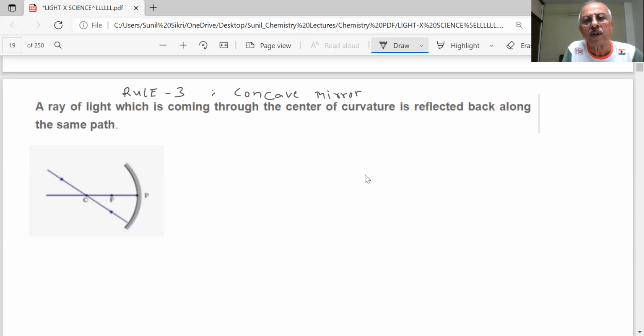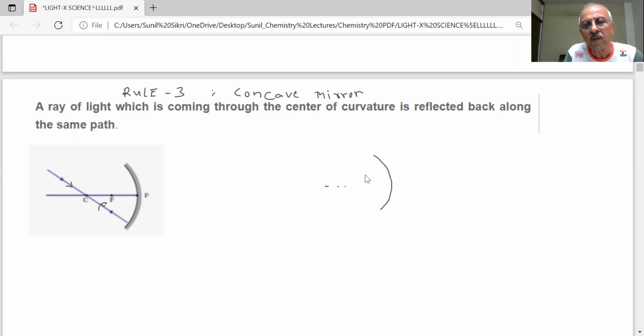Concave mirror. Okay? If a ray of light which is coming through center of curvature is reflected back along the same path. This is the focus, pole, and double distance center of curvature. If the light is passing through center of curvature, what happens to it? Reflected back along the same path. It came here, where it will go back in the same direction. Do you see that? Yes, sir. So this is our rule number 3, student. How will you draw it?